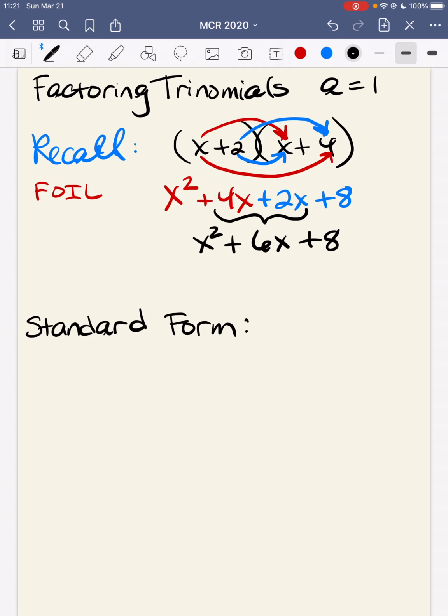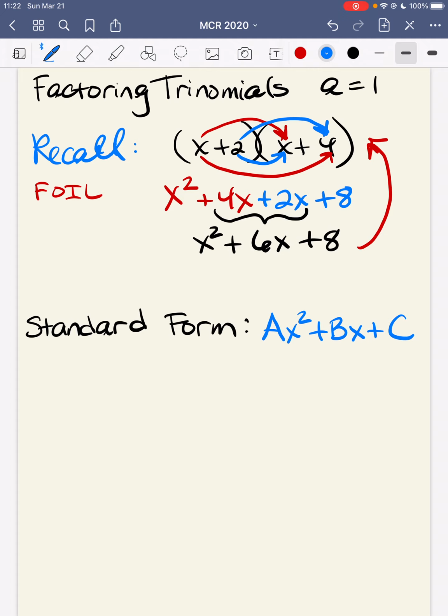Now what we want to do is we want to take this trinomial, I said number thing, that's funny. We'll take this trinomial, and we want to now take it back the other direction to its two binomials. Okay. Now the first thing we need to look at is our standard form. All right. And our standard trinomial form is ax squared plus bx plus c.